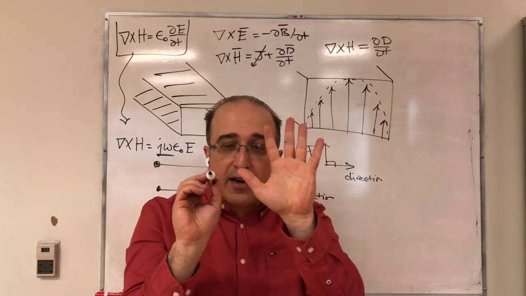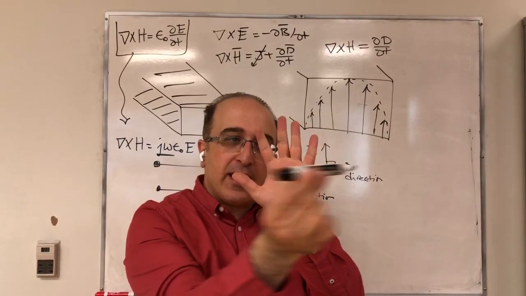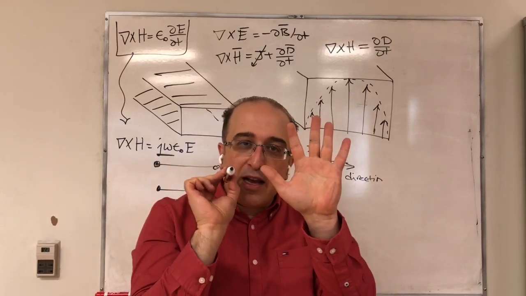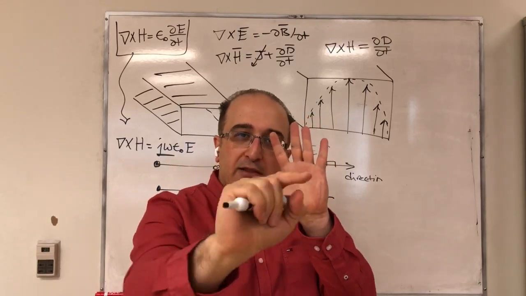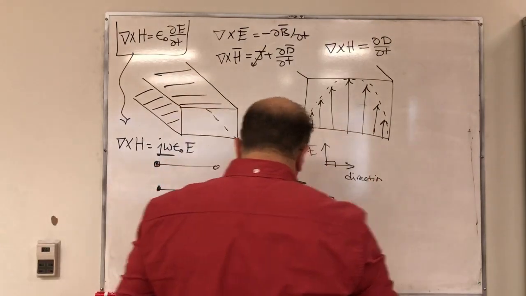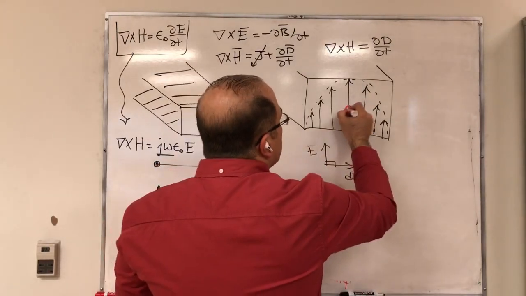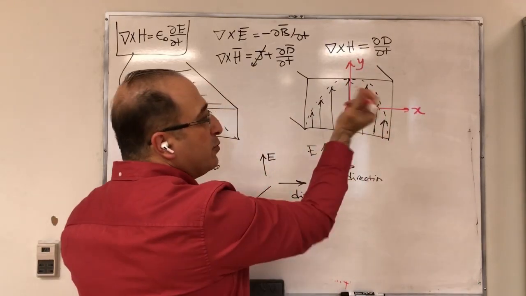Now look at this curl of H that I'm using this black pen to show you. This is the curl of H. And immediately, look at this point. Immediately you see I have an H toward you, which was the direction of propagation. So let's have some coordinates here. Let's assume this is X, this is Y, and then Z would be toward you.